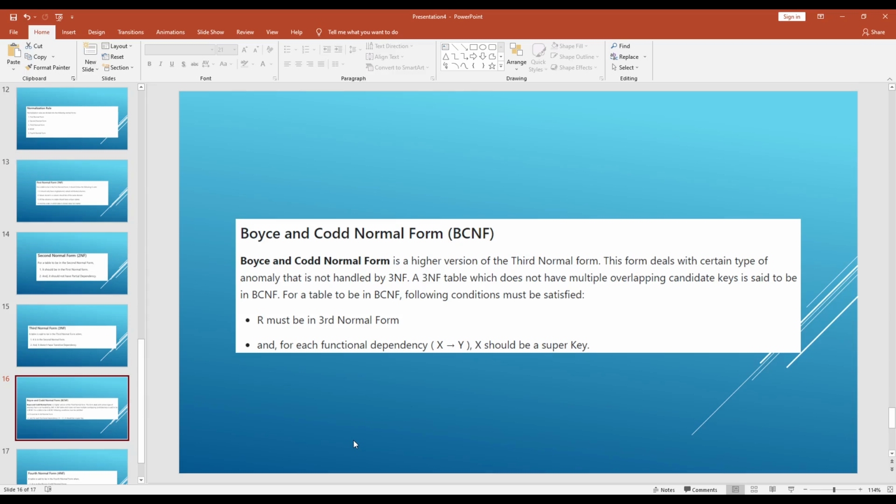Our relation is in Boyce-Codd normal form, BCNF, if every determinant in the table is a candidate key. A determinant is any attribute whose value determines other values within a row. If a table contains only one candidate key, the 3NF and the BCNF are equivalent. BCNF is a special case of 3NF.